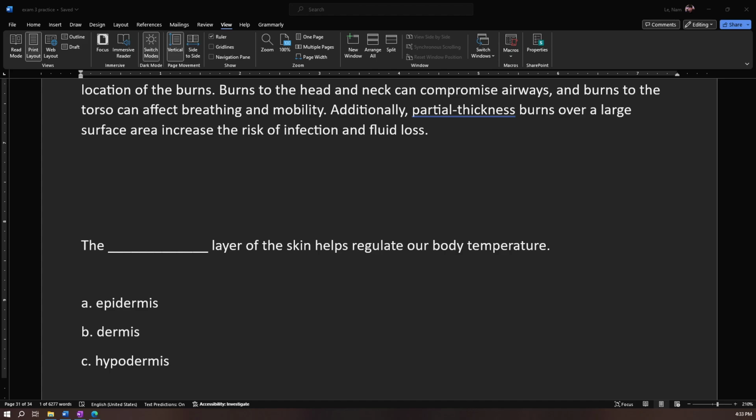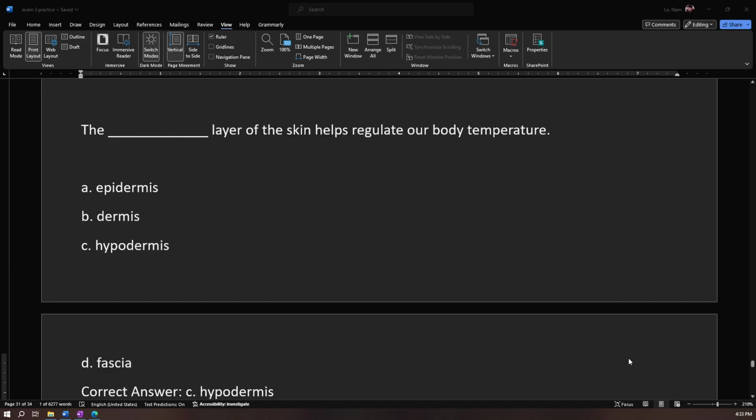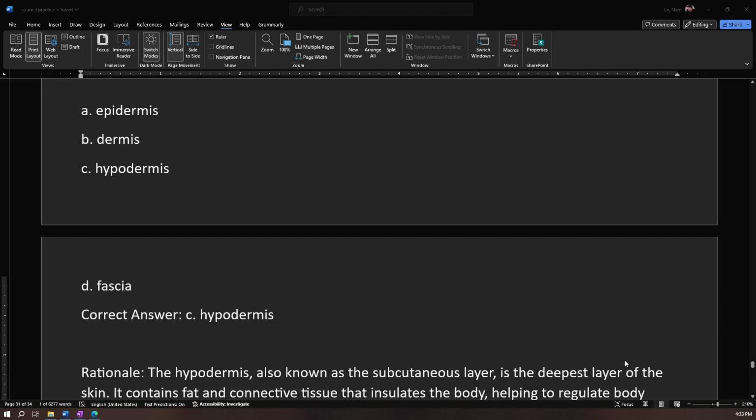The blank layer of the skin helps regulate our body temperature. A. Epidermis. B. Dermis. C. Hypodermis. D. Fascia. Correct answer.